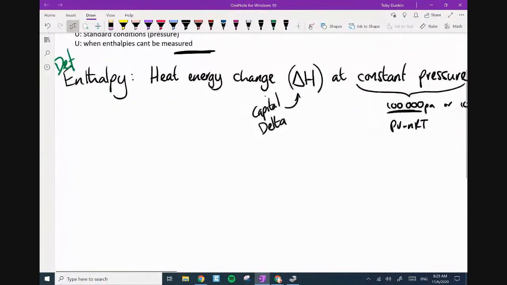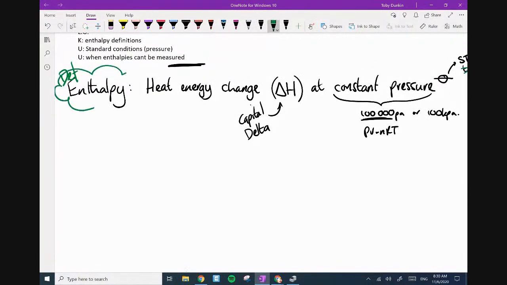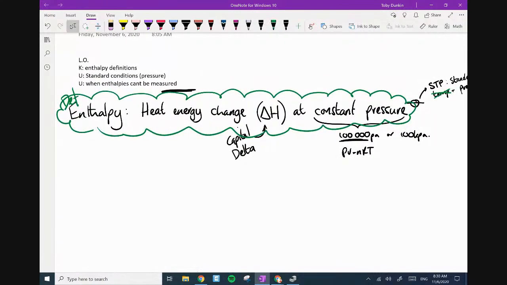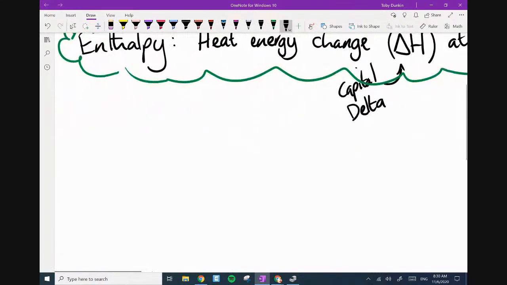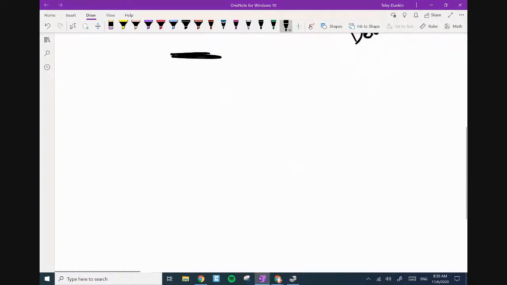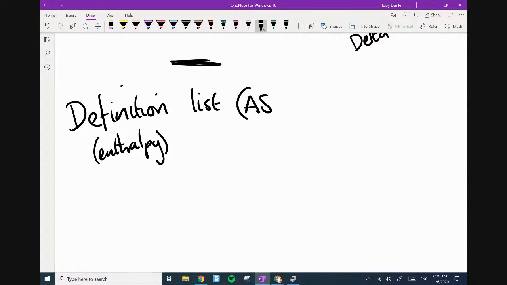Cool. So we've picked up our first definition, and I'm just going to put that definition in a nice bubble. Enthalpy is the heat energy change at constant pressure. That's amazing. First definition. Right, we now need to start picking up some more. So what other definitions are you going to need for AS level? The next one is, so you can put definition list. I'm going to put brackets enthalpy because these are very specific. Enthalpy definition list. Okay, and I'm going to do AS.